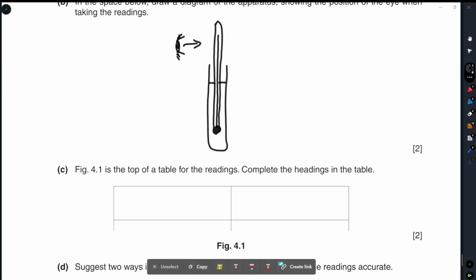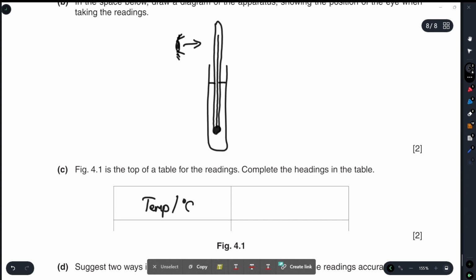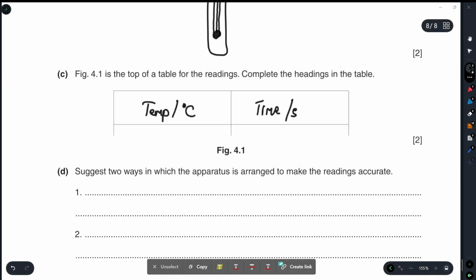4.1 is the table for the readings. Complete the headings. So temperature in degrees Celsius and time in seconds would of course be your 2 readings. Time in seconds can be, or in minutes as well. Again, it's time, so could be in any. If the temperature is falling too fast, of course you're going to go for seconds. If the temperature is falling slowly, you're going to go for minutes.